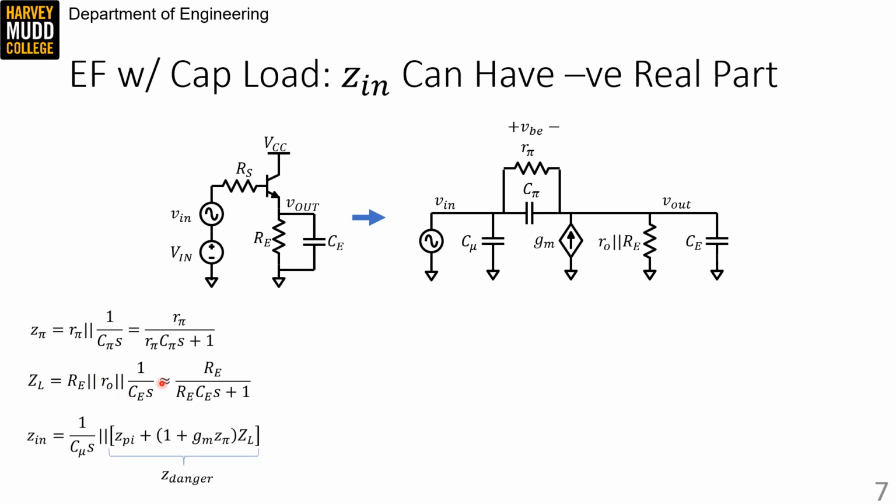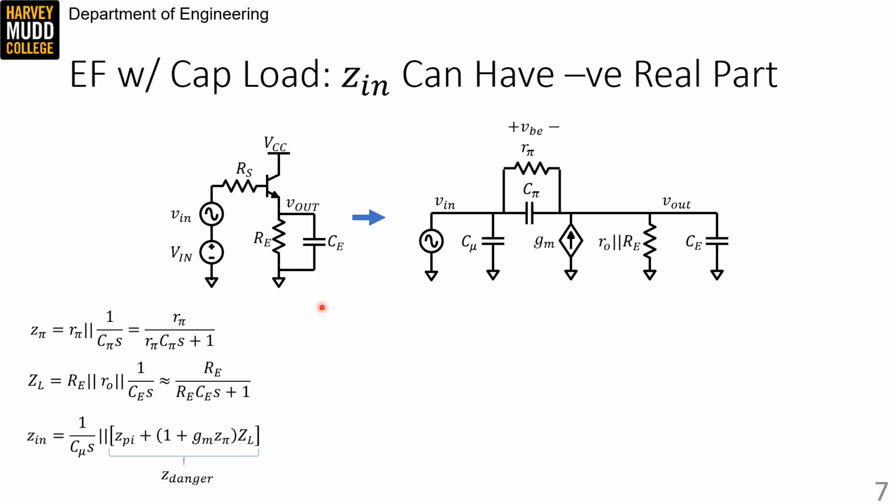We can now calculate the input impedance for the emitter follower, and it's pretty easy because we can tell from the input that we have CMU going straight to ground, and that's going to be in parallel with something that looks just like our normal emitter follower. This is the same as the emitter follower derivation we did before. So we can use our formula for a DC emitter follower, but replace RPi with ZPi, and our emitter resistance with the combination of RE and CE.